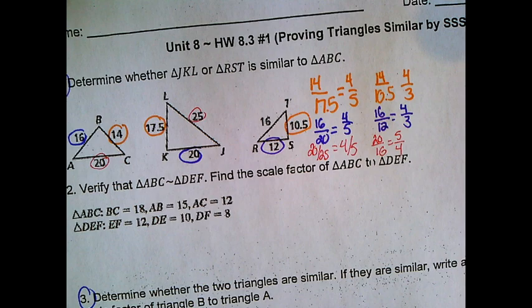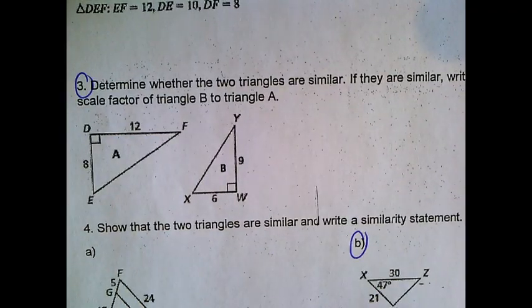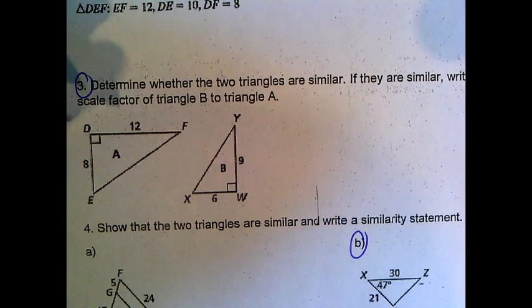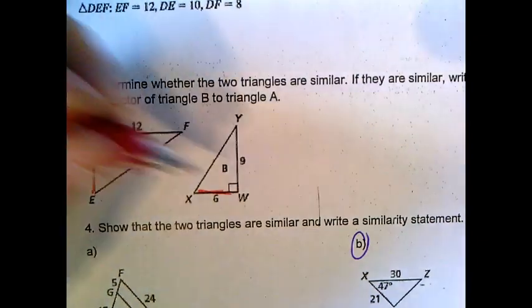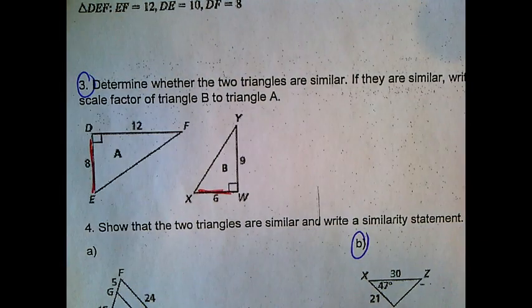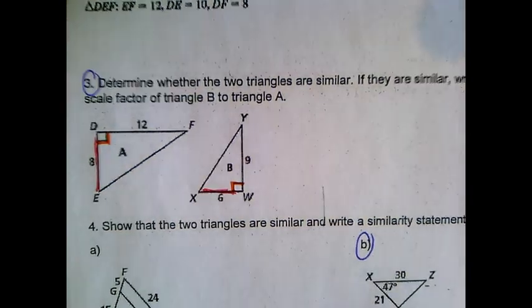Okay, ready for number 3. Number 3, they want to know, it says determine whether two triangles are similar. If they are, write a similarity statement and find the scale factor. So I've got to do a lot on this. The very first thing is I've got to find out if they're similar. Here's my smaller side, and here's my smaller side. Then they've got matching angles, which I'll make orange, and then they've got these two bigger sides.